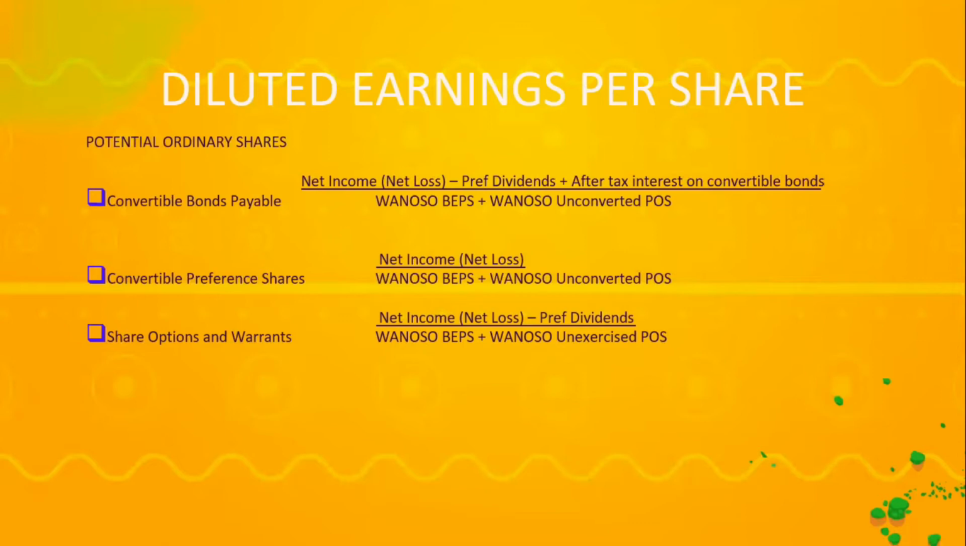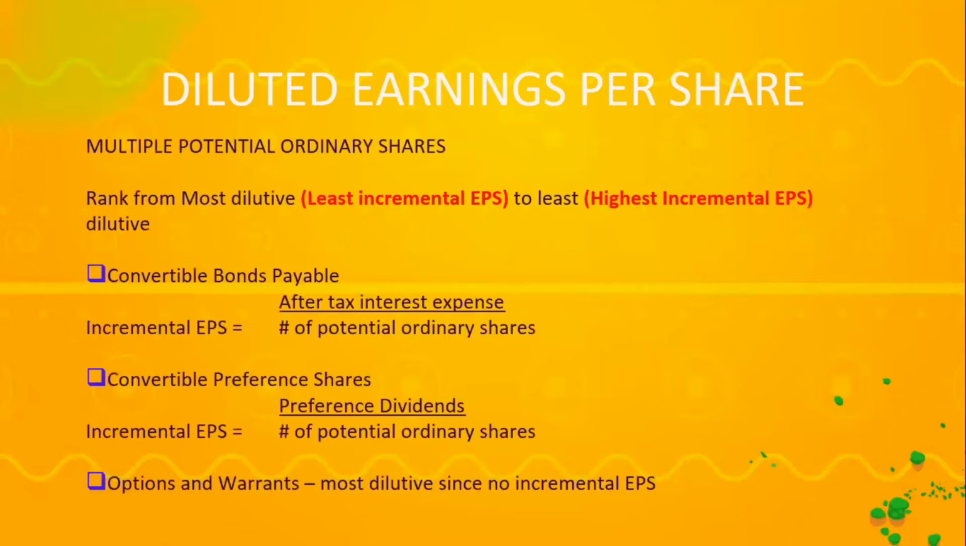Okay, so what if the company entered into different transactions involving convertible bonds payable, convertible preference shares, and then meron pang options and warrants? So in that case, we have to rank them based on the degree of which one is the most dilutive to the least one.